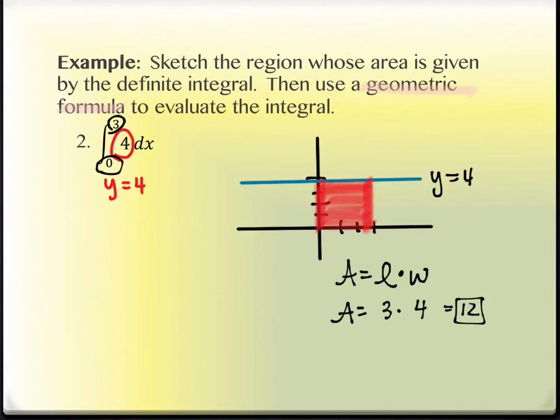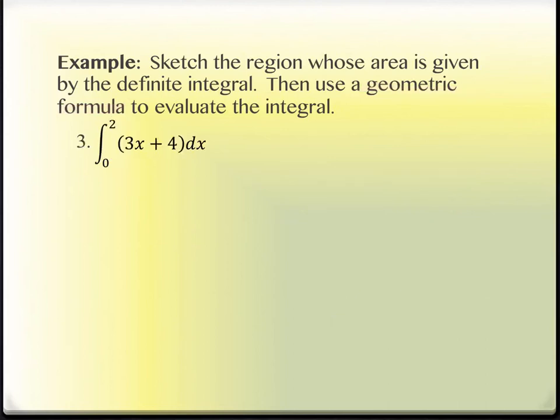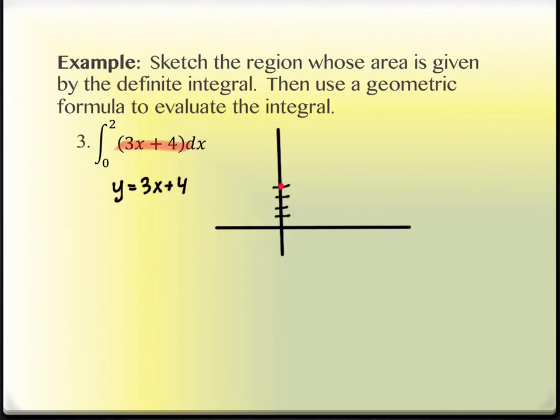Okay, we're going to do one more. Same thing, same directions. We're going to draw this equation. This is y equals 3x plus 4. What is this a graph of? It's another line. It's not horizontal this time, though, right? Nope. So tell me what details we need in order to graph this line. Y-intercept at 4. Slope of 3.